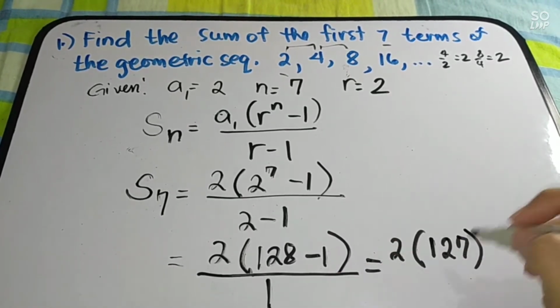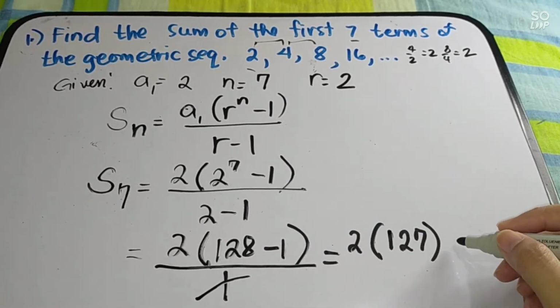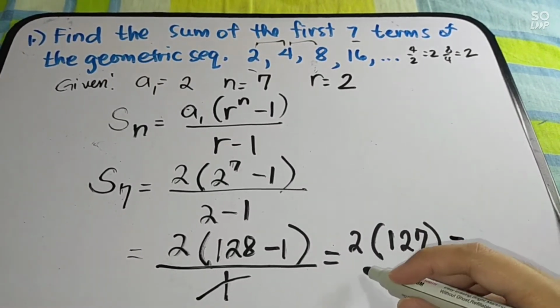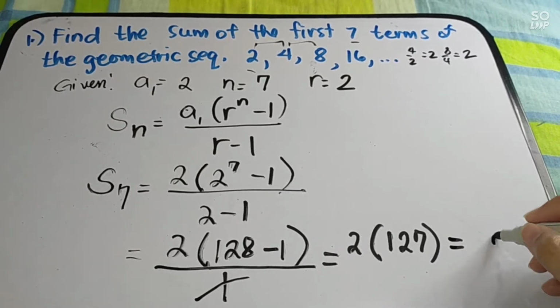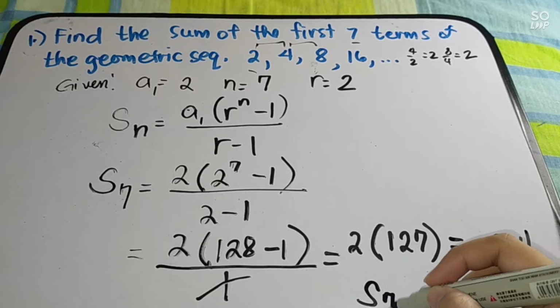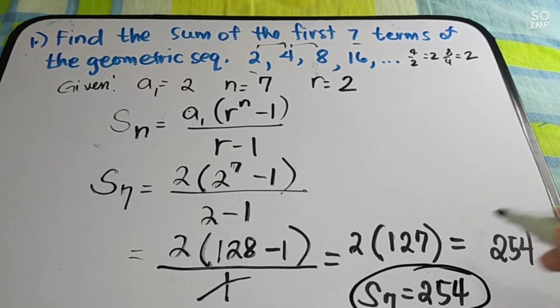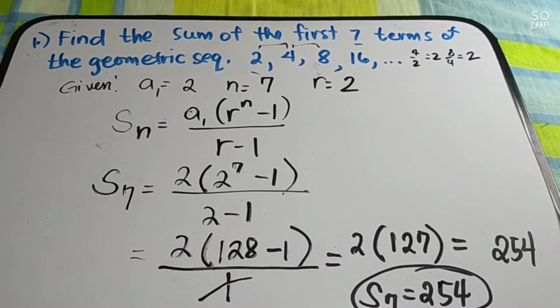Then, eto, over 1 na yan. So, wala na yung over 1. So, pwedeng wala na yan. Then, just multiply na lang ito. 2 times 127, that is 254. So, therefore, your S sub 7 is equals to 254. Ganun lang kasimple. So, that's the sum. Is it clear?